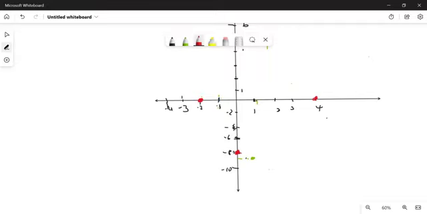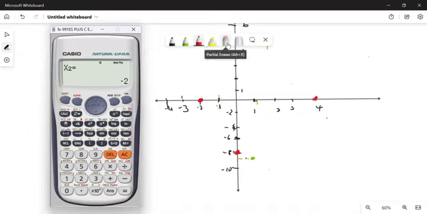Now, the other way to do this is to put it on a table. When you put it on a table, you just want to get the shape. If you want to get the shape, you go to mode and then you go to table. And then on the table, you're going to type this: alpha x squared, minus 2 alpha x, and then minus 8.